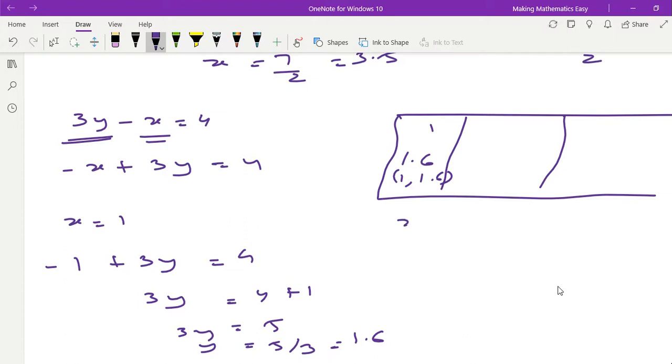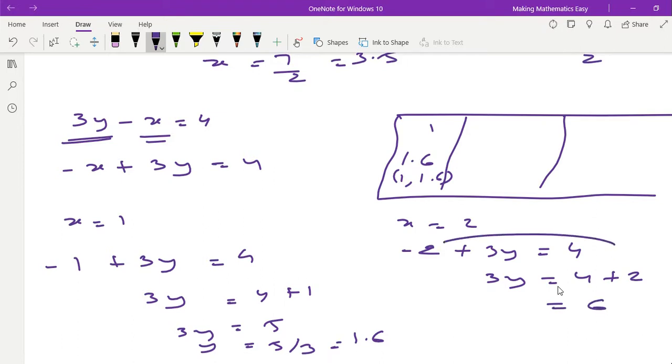Okay, now let's take x as 2. So this will be minus 2 plus 3y is equal to 4. So 3y is equal to 4 plus 2. So this will be 6. This minus 2 will become plus over here. 3y is 6, y is equal to 6 divided by 3, which is 2. So y value is 2, x value is also 2. So this is 2 comma 2.